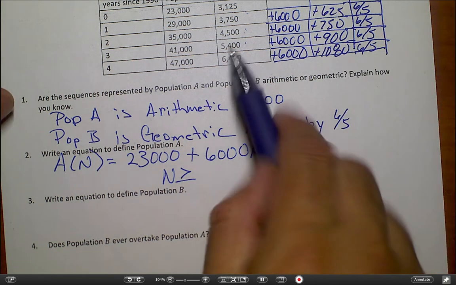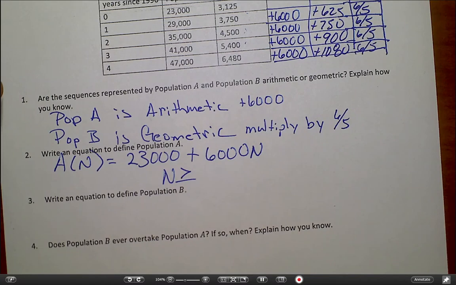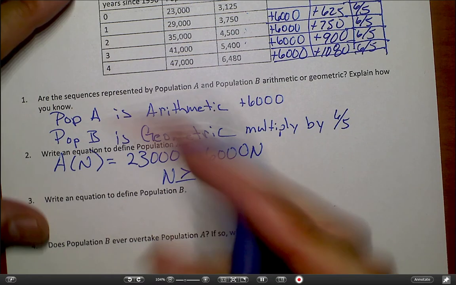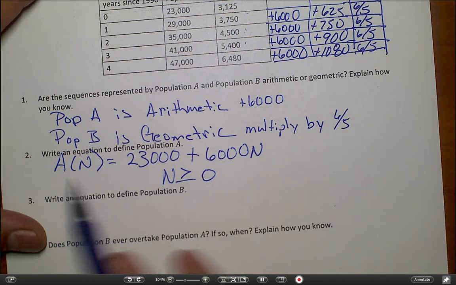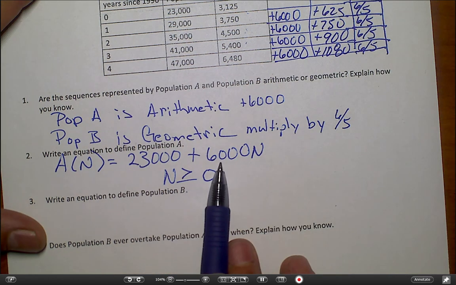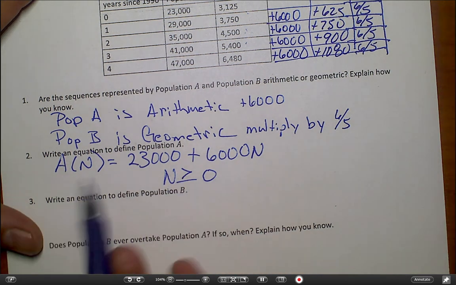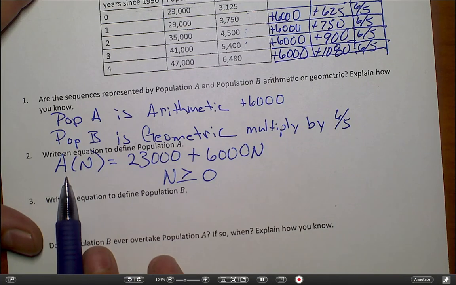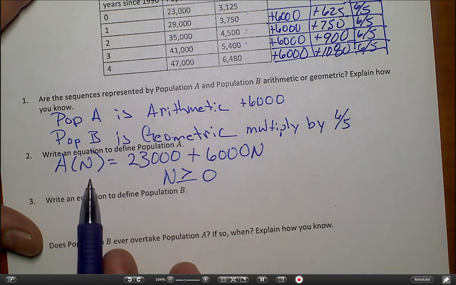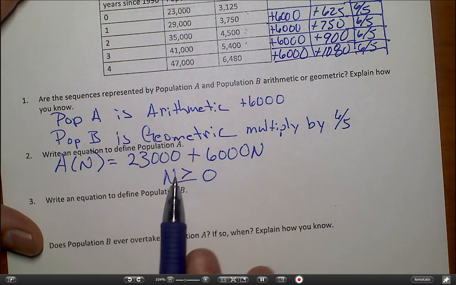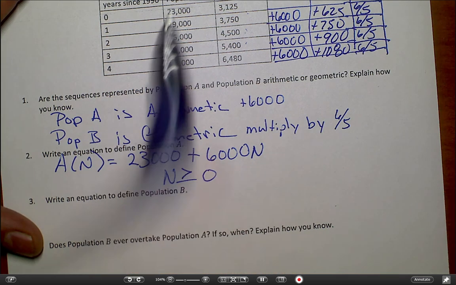I get 29,000. That's not what I want, do I? It would have to be 0. Very good. So when I'm defining it like this, I'm going to have to actually get every single term, because if you notice, I'm not stating the first term here. I need to use this to give me every term in this sequence.